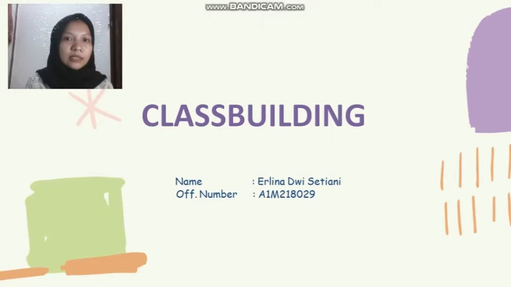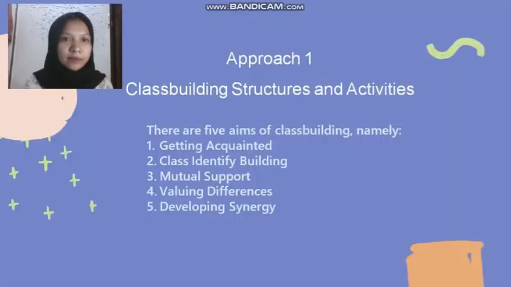Okay, on this occasion, I will talk about class building. Class building provides mutual support among all of the students in a class and creates a positive context for learning. Approach 1: class building structures and activities. There are 5 aims of class building. They are getting acquainted, class identity building, mutual support, valuing differences, and developing synergy.